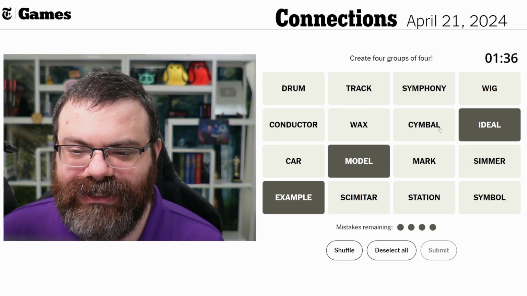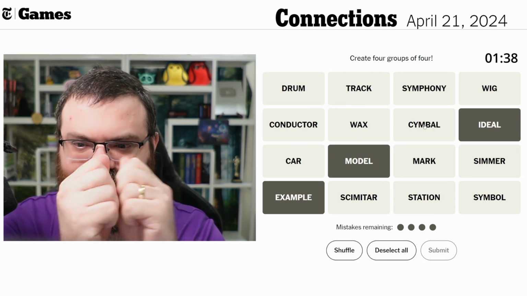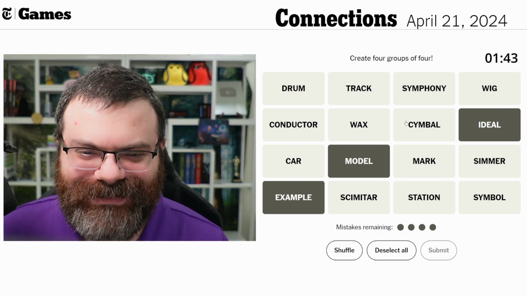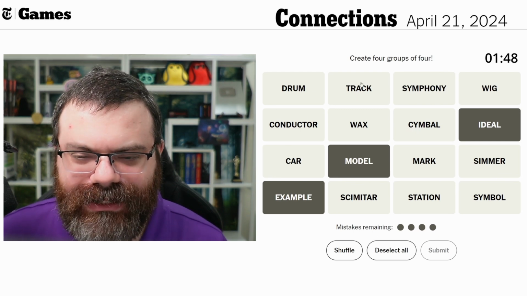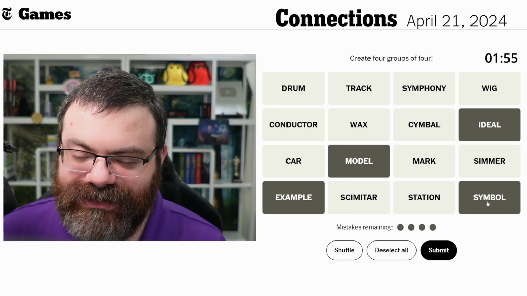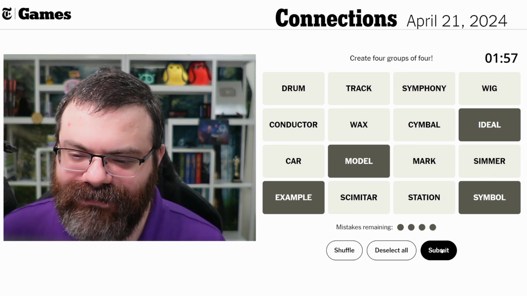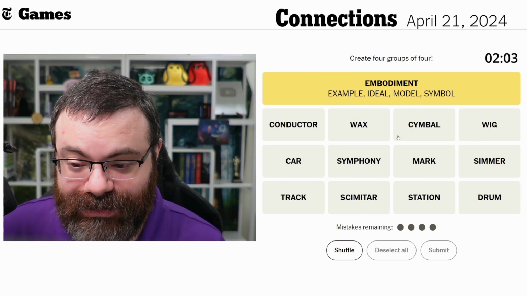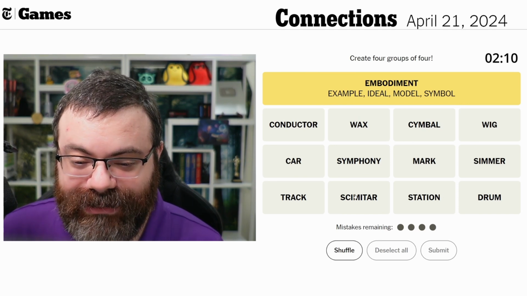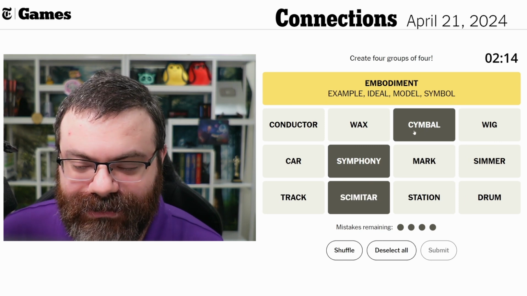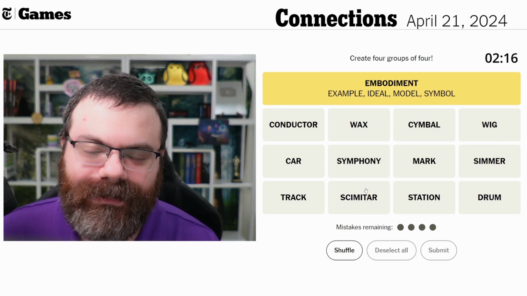Wait, symbol. This is the instrument, right? Yeah, this instrument, the cymbals. What's the other one for this? So we have symbol and symbol. I think symbol could go with this group. I'm going to give that a try. Yeah, embodiment. Okay. Let's see. Is it weird that I think scimitar, symphony, symbol, and cymbal start with the same sound, but we used symbol already. Okay, so never mind on that.